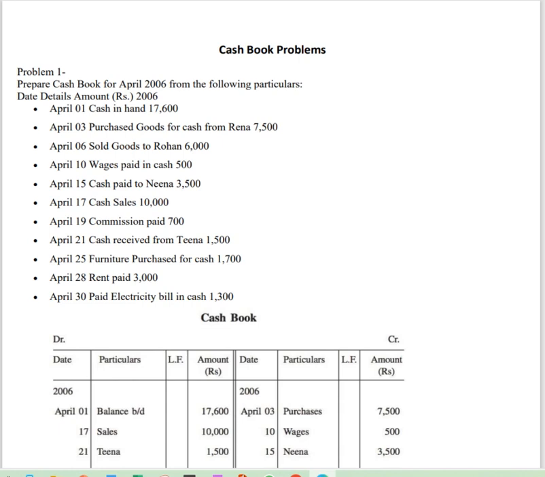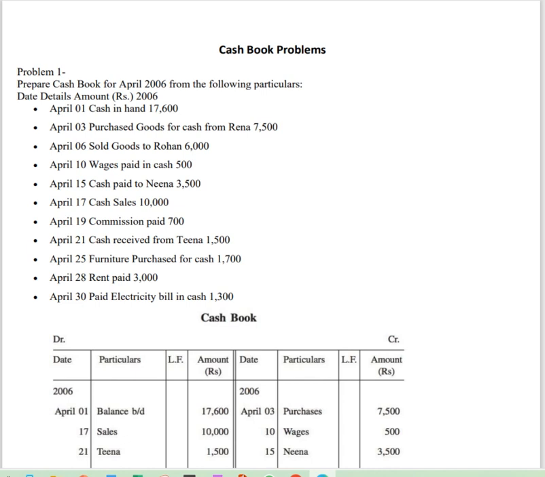Dear students, in this video, I am solving the problems on single column cash book. Keeping in mind the examination format, we have observed that a 5-mark question in section B, for the last 3 years, has been asked from this topic, single column cash book.